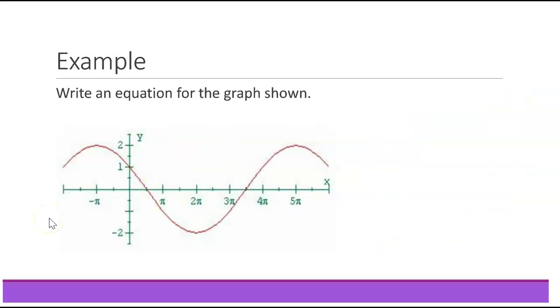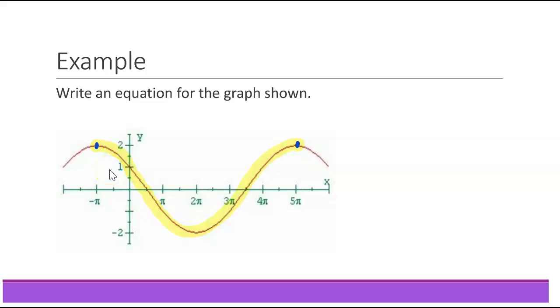Let's try one more of these examples where we write an equation for the graph shown. So here, I'm going to start the same way. I'm going to indicate one period. So I'm going to start at some point and finish at that same height. Here I'm starting at negative pi over 2, and then I'm continuing one complete wave, and it ends at 5 pi over 2.